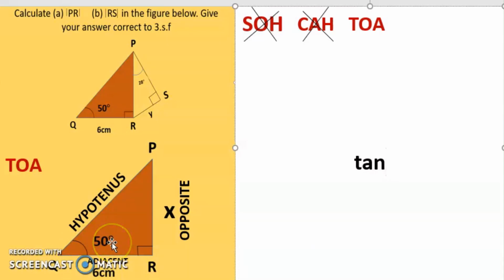Our angle is 50 degrees. So tan 50 degrees is equal to opposite over adjacent. Since tan 50 degrees is equal to opposite over adjacent, we know our opposite as x. We know our adjacent as 6 centimeters. We are asked to find the opposite, which is x.